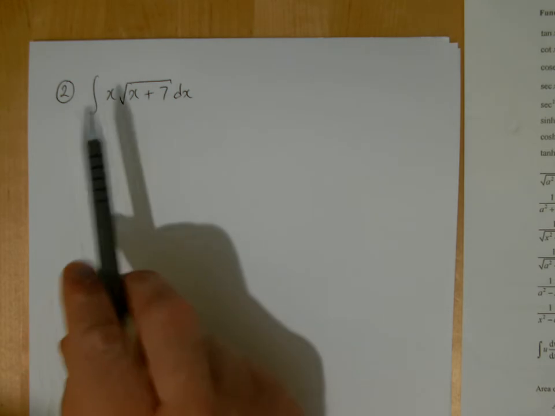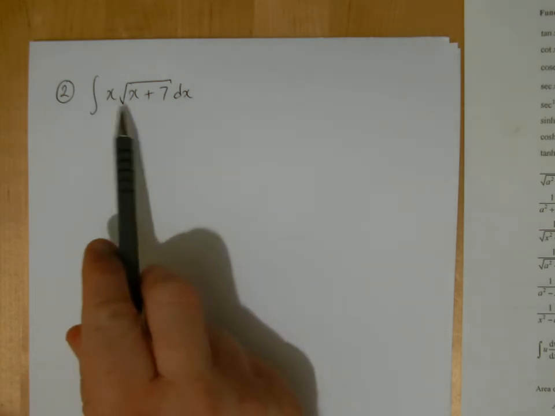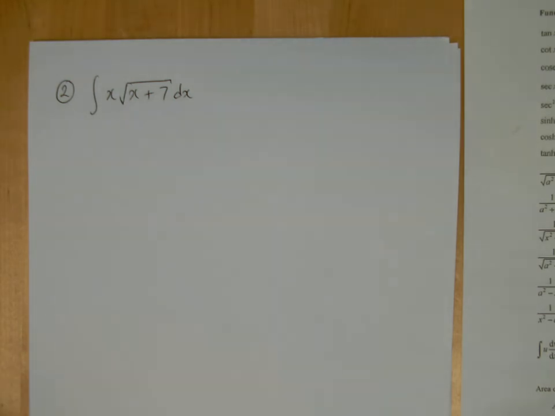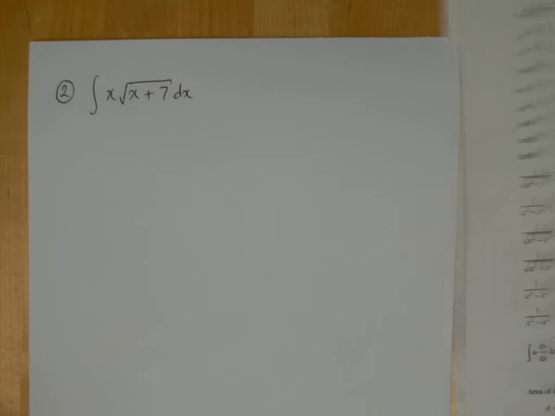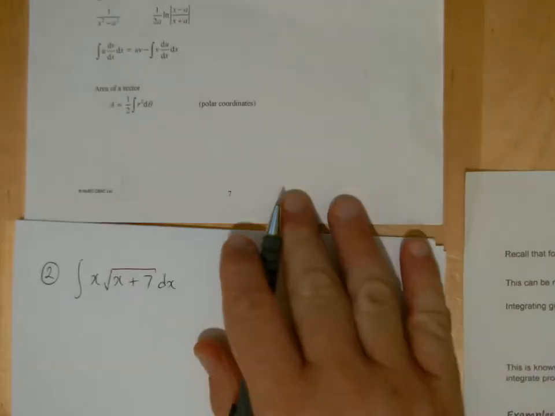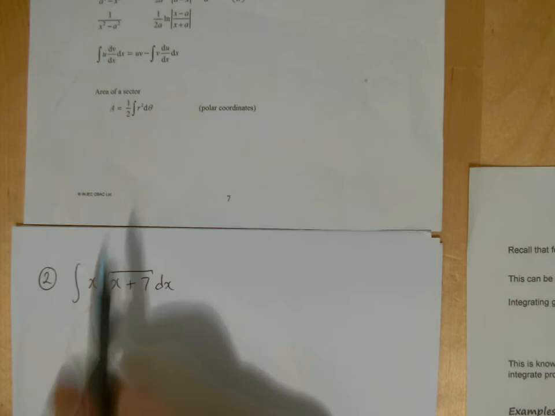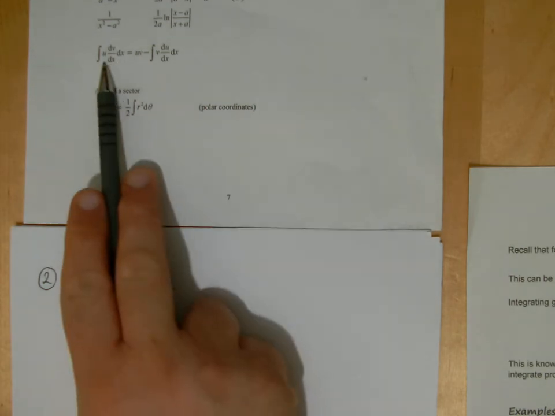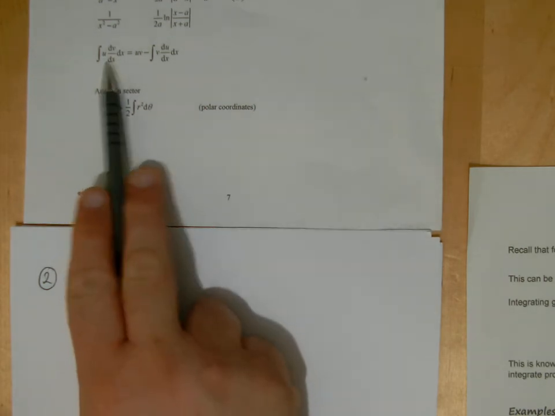Okay, so the second example, we've got the product this time of x and the square root of x plus 7. All right, so remember the whole idea then is you recognize there's a product, so you've got to use integration by parts. Okay, so I get my formula booklet open, page 7, right at the bottom, as you've seen before, and I just look at what I've got here on the left hand side.